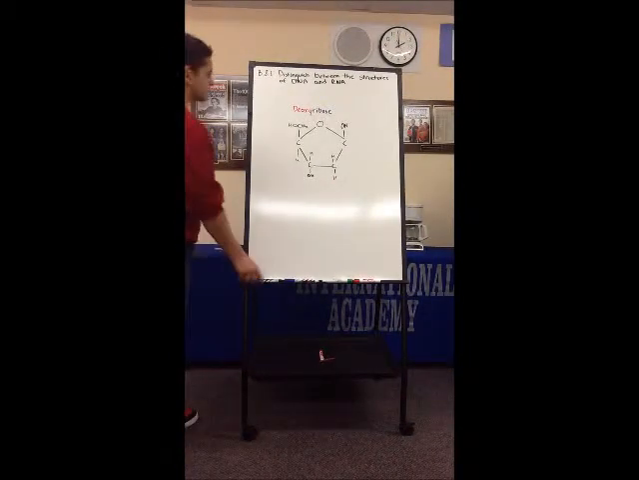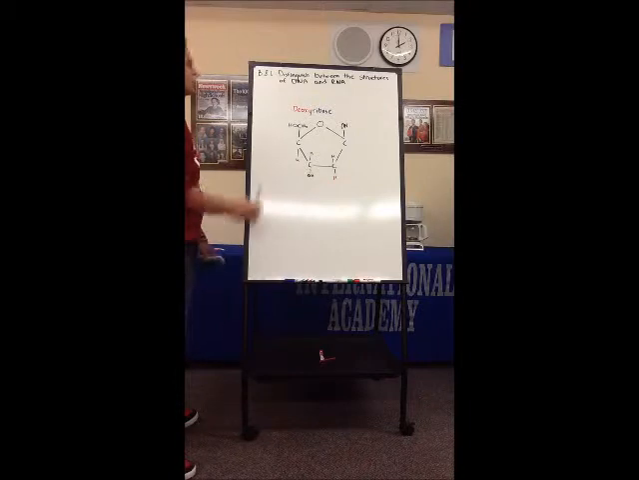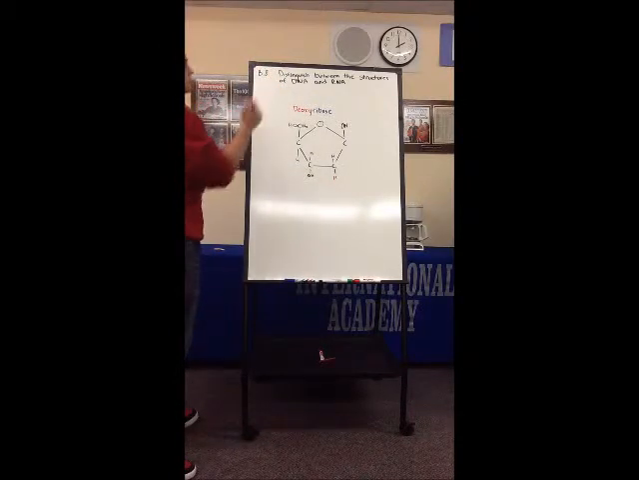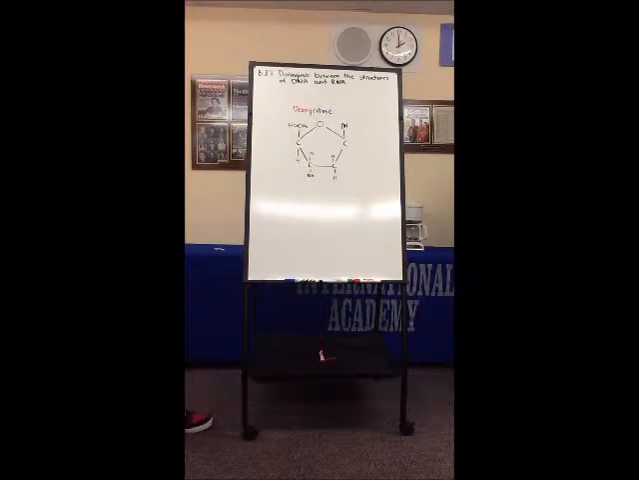Alright, our second objective is B.8.2, which is distinguish between the structures of DNA and RNA. The first thing we have to account for is the sugar. The phosphate group is the same in both, but the sugar is different.